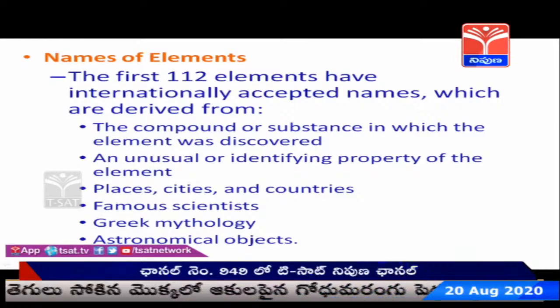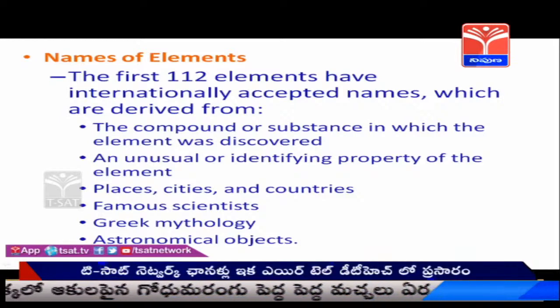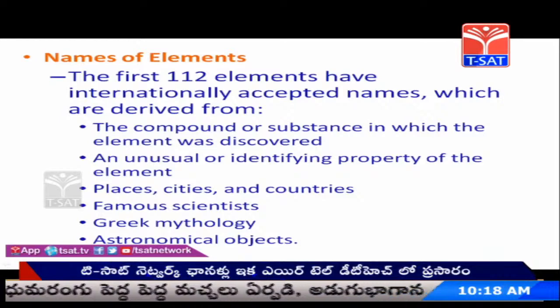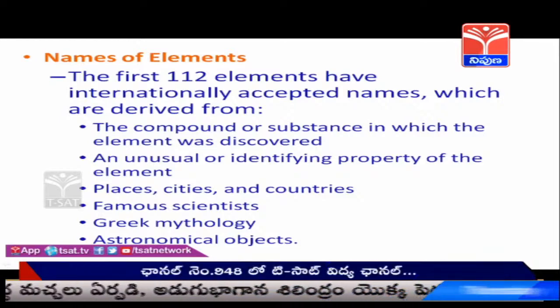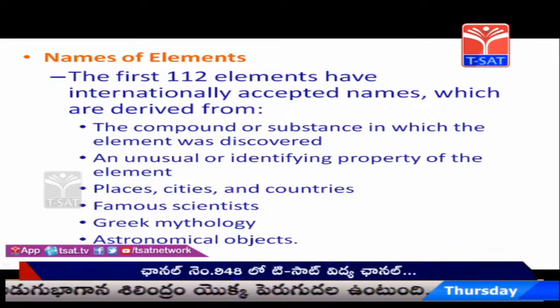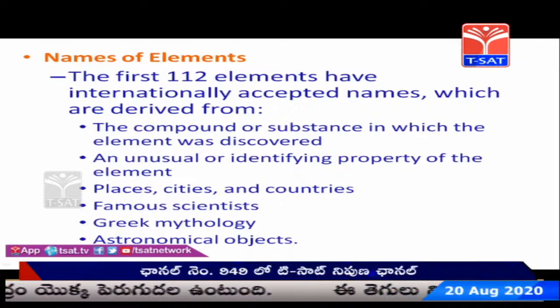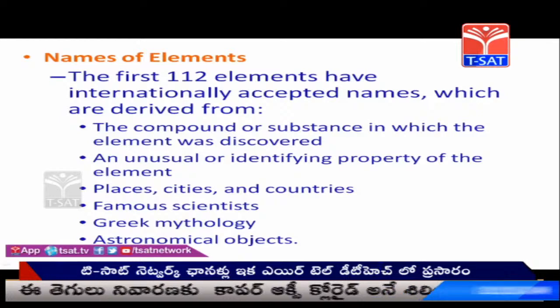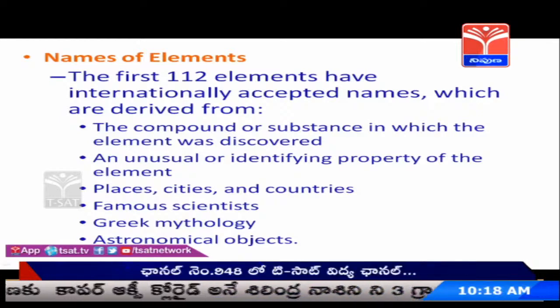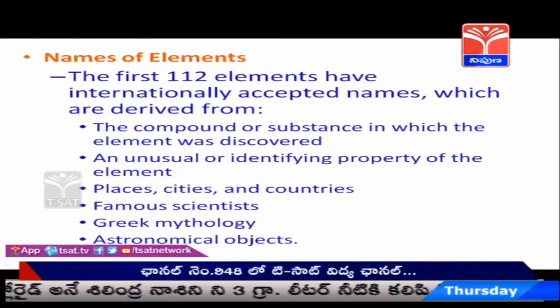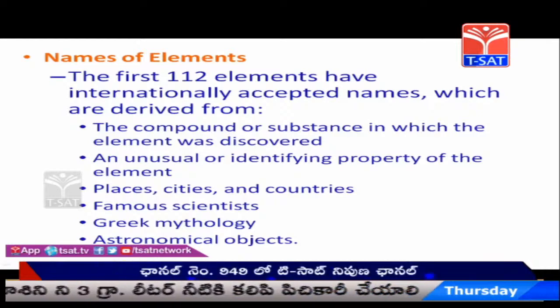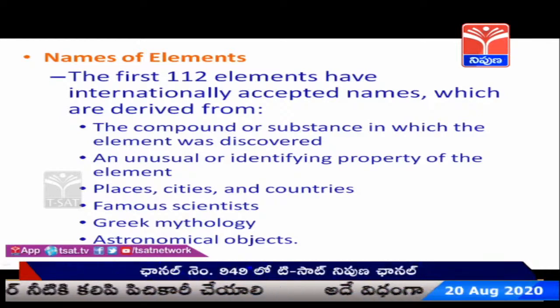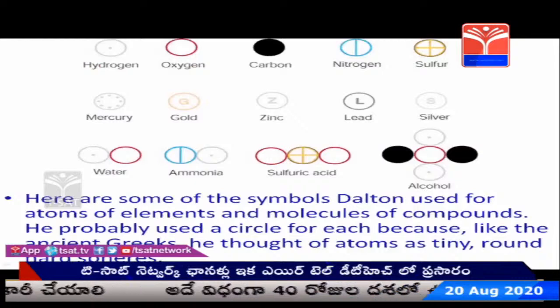Mercury is a planet. Mercury is also a substance we know very well from very olden days. So, Mercury is an element. It is named after the planet Mercury because of its appearance. Some astronomical objects were also considered to name the elements.